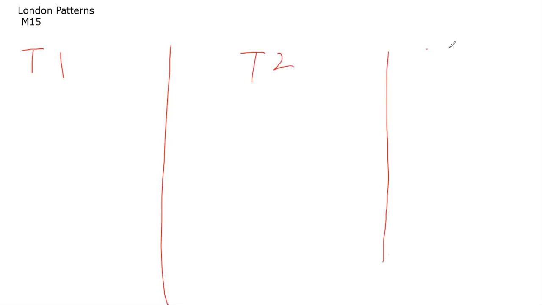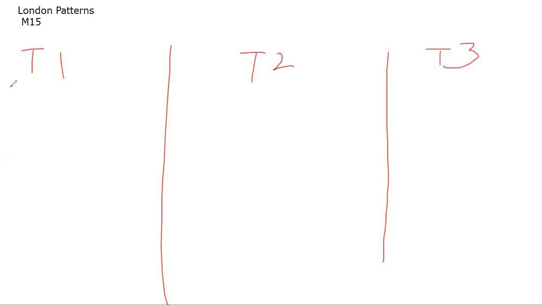The London patterns form at the M15 time frame. We have the three most common London patterns: London pattern type 1, London pattern type 2, and London pattern type 3.